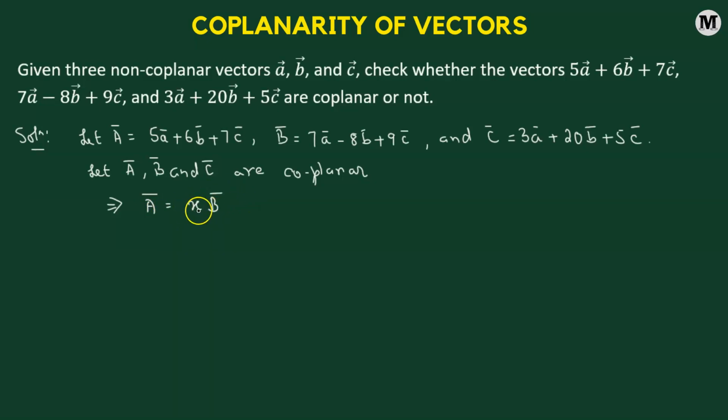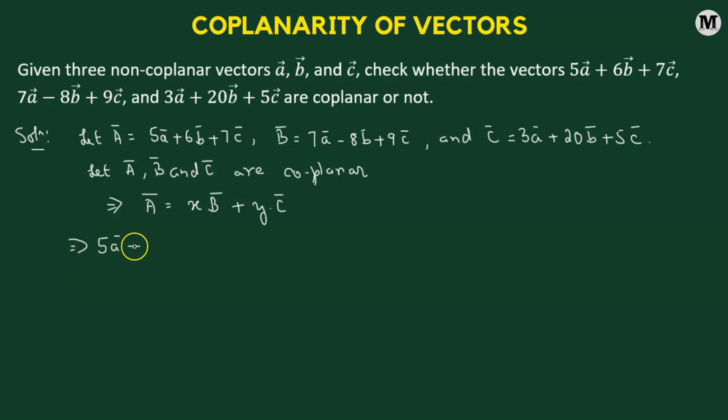That means we take some scalar x, multiply with the second vector and add it to another scalar y times the third vector. So this is how we can check whether three vectors are coplanar or not. Now, our next task will be to solve for the values of x and y. So we will substitute A vector with its respective vector.